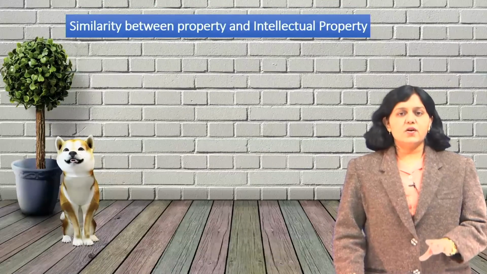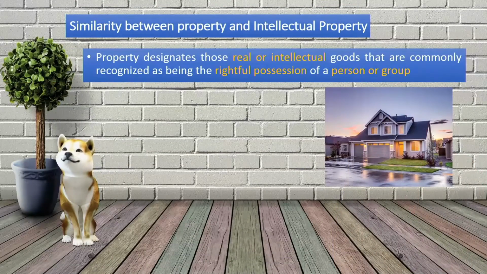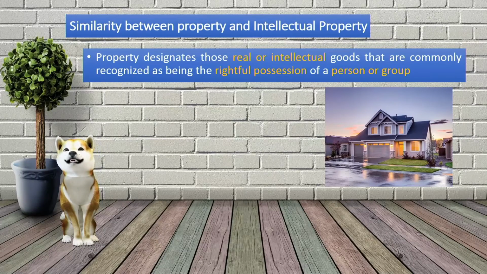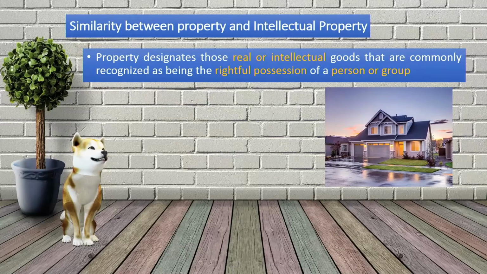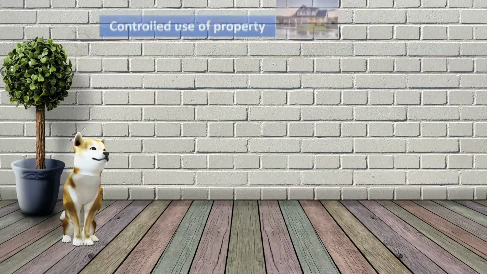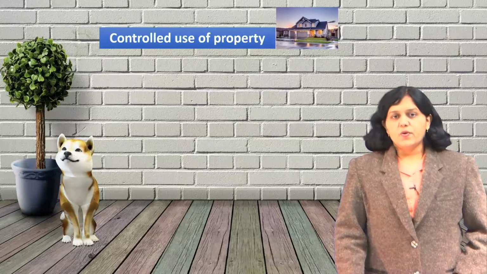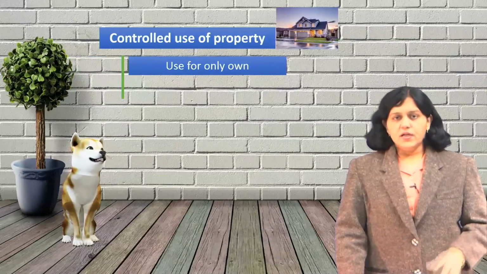Okay, so again we reiterate what is property. Property designates those real or intellectual goods that are commonly recognized as being the rightful possession of a person or a group. Real, that is, real estate, flat, bungalow, etc. Intellectual goods, that is, intellectual property. So now after doing this much procedure, what did you receive? You received rights. Which rights? Rights of ownership. Which are those rights? Controlled use of property. So you can control use of property, use it for yourself or for a commercial purpose.